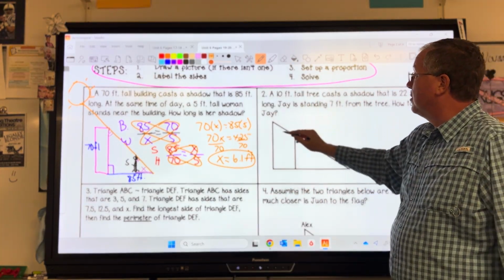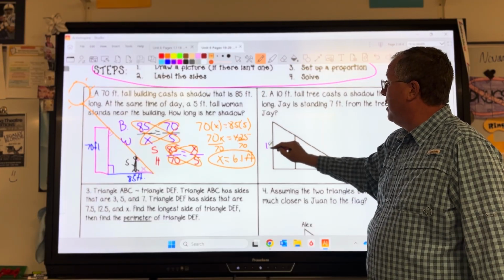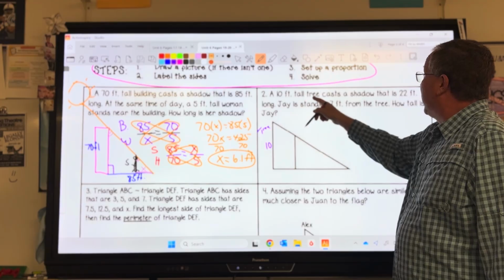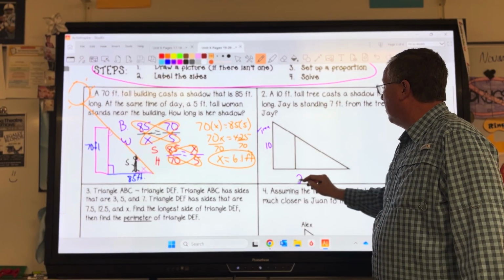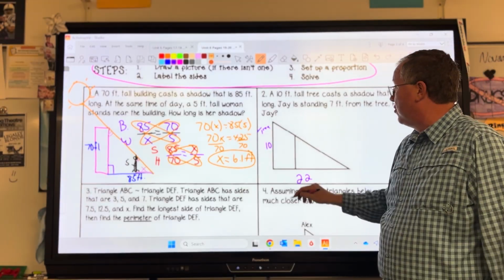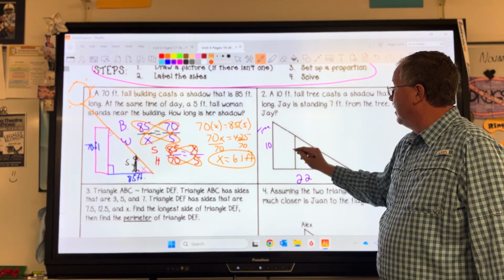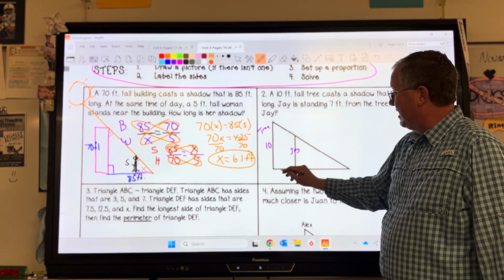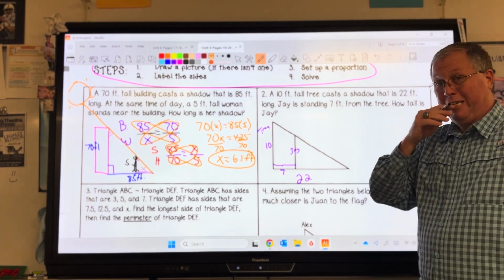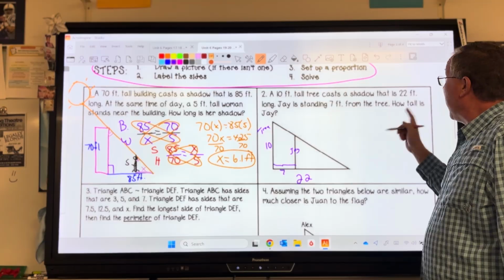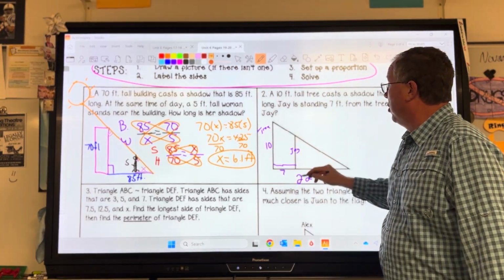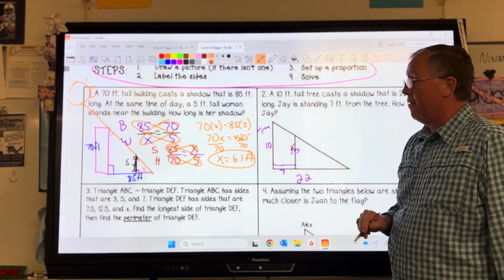So it says a 10-foot tall tree. So this is our tree, right here, 10 foot tall. So we're going to put over here, this is our tree. Casts a shadow that is 22 feet long. So 22 feet long. J is standing 7 feet from the tree. So here's this. This is J. He's standing 7 feet from here to here. That's 7 feet.